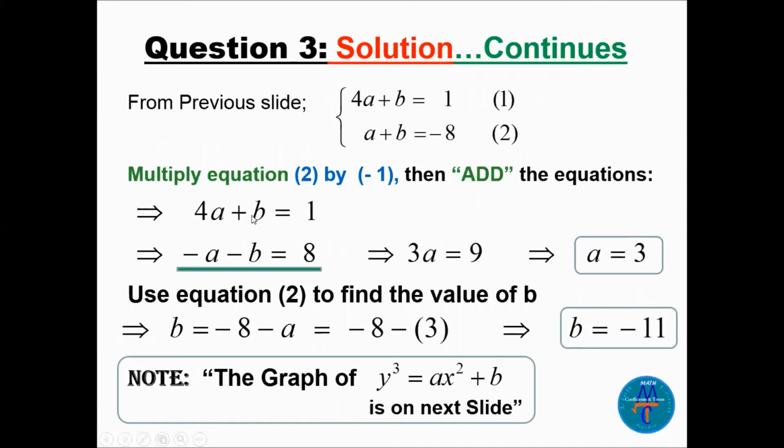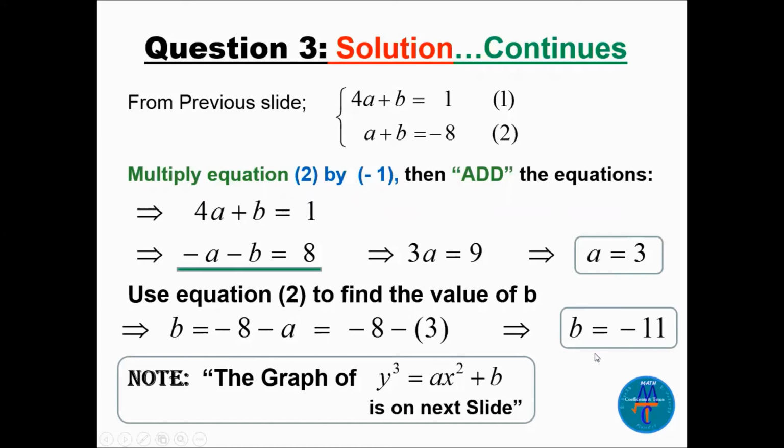So when you add the equations, this is 0, 4a minus a is 3a, 1 and 8 is 9, divide by 3, a is equal to 3. Now let's take equation 2. b will be minus 8 minus a, replace a there, b will be minus 11. These are the values, a and b.